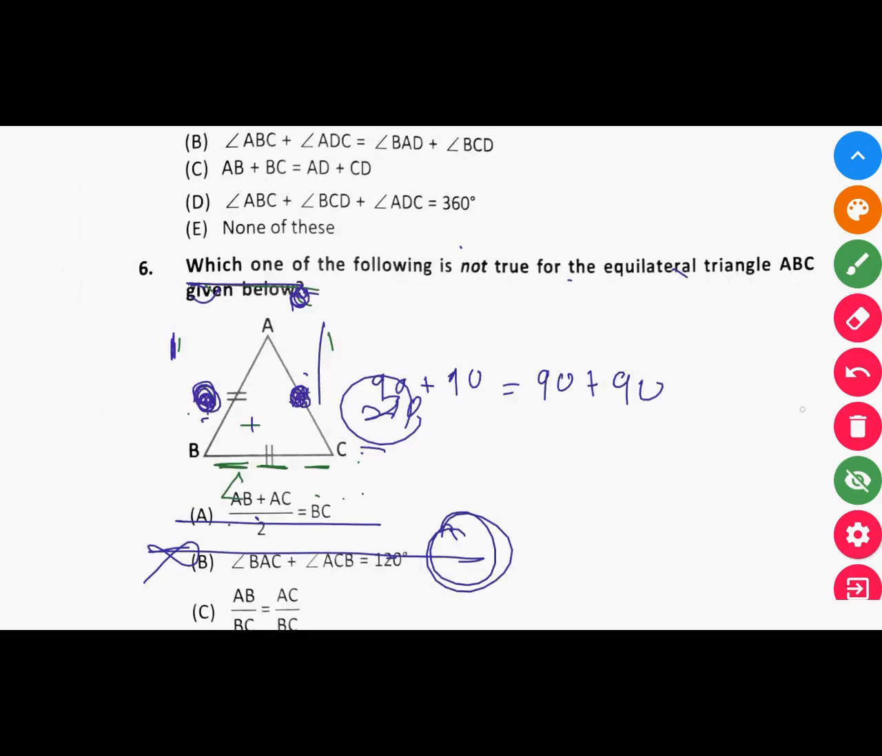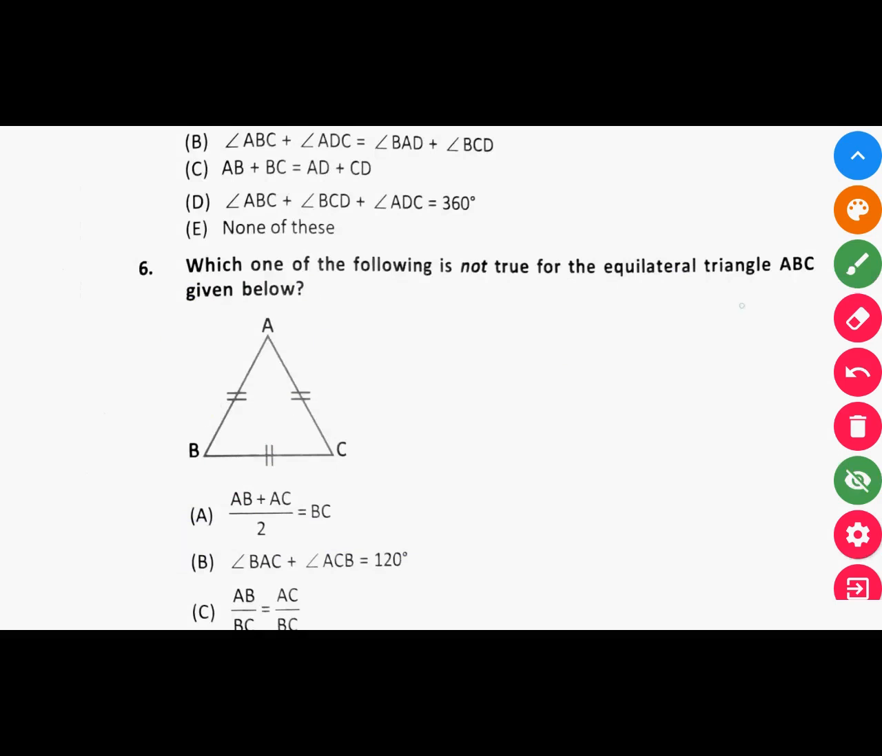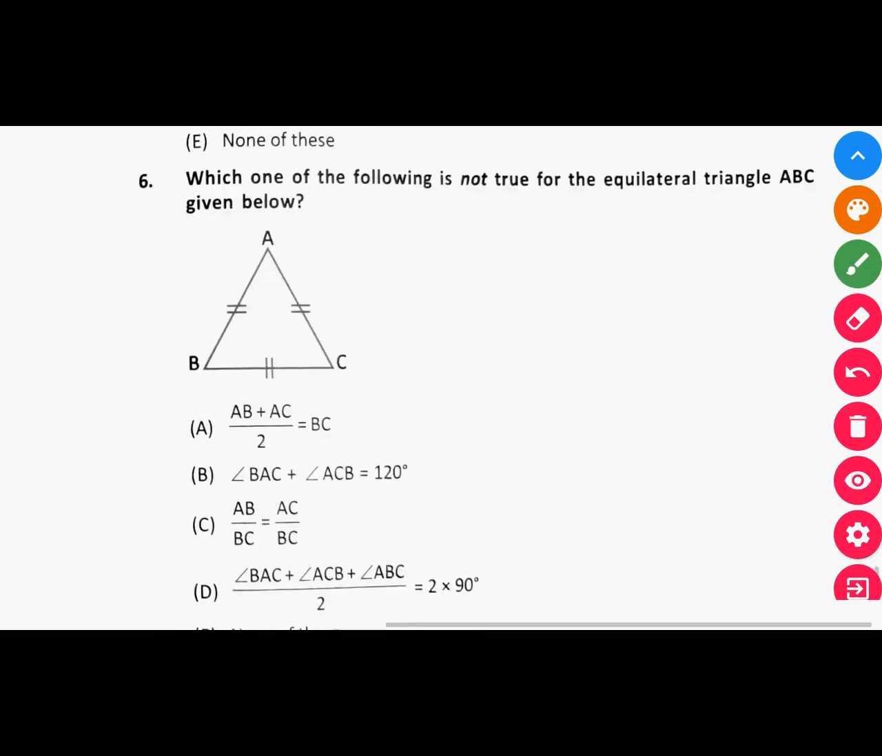Which one of the following is not true for equilateral triangle ABC given below. Now it is an equilateral triangle, so your mind should be occupied with thoughts like all the sides are equal, all the angles are equal and of 60 degrees. Now we'll check the answers.